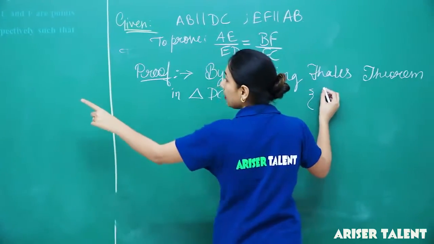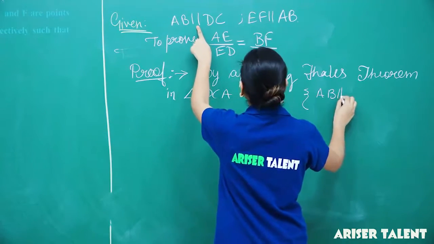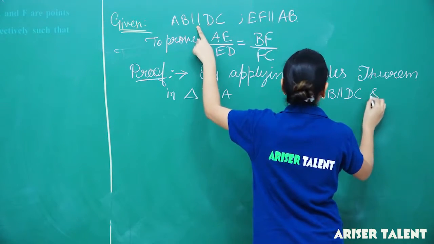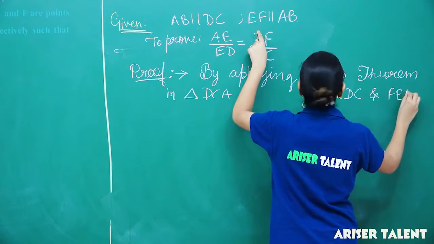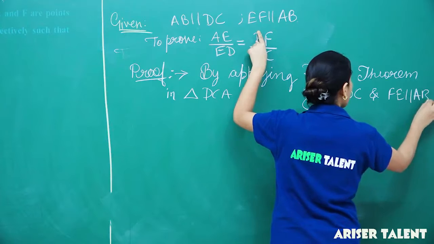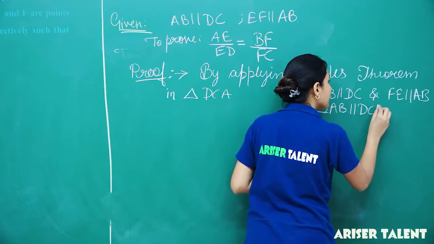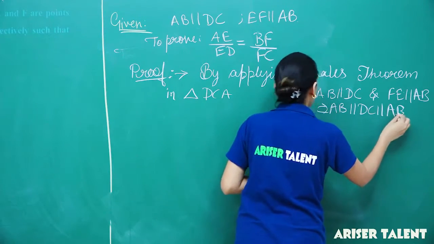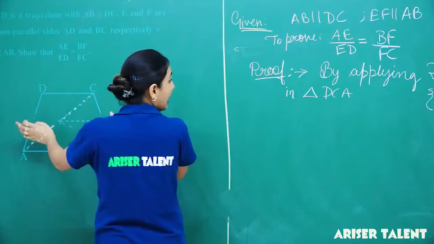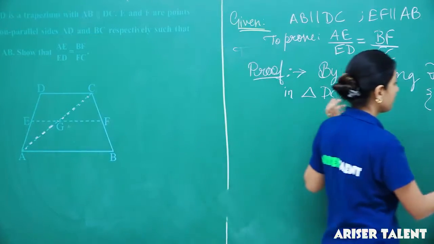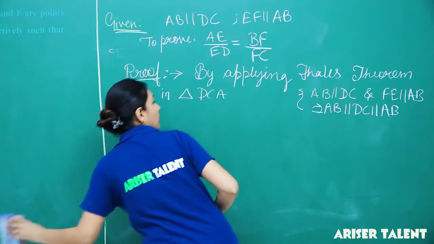As AB is parallel to DC and EF is parallel to AB, this implies that AB is parallel to DC. Now DC and AB are parallel, AB and EF are parallel. I have not written EF here.